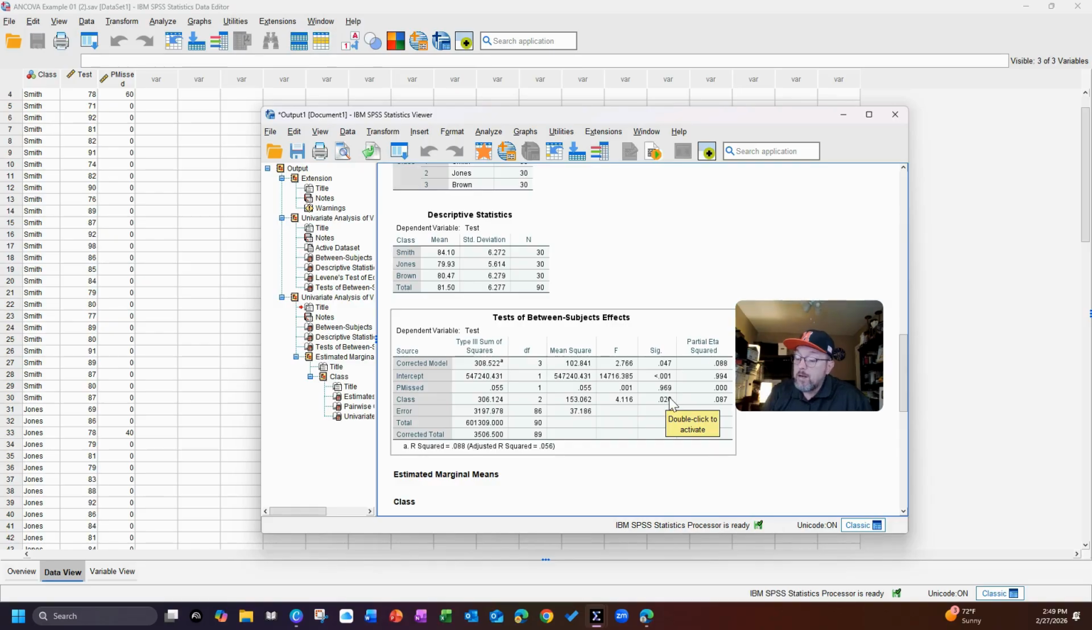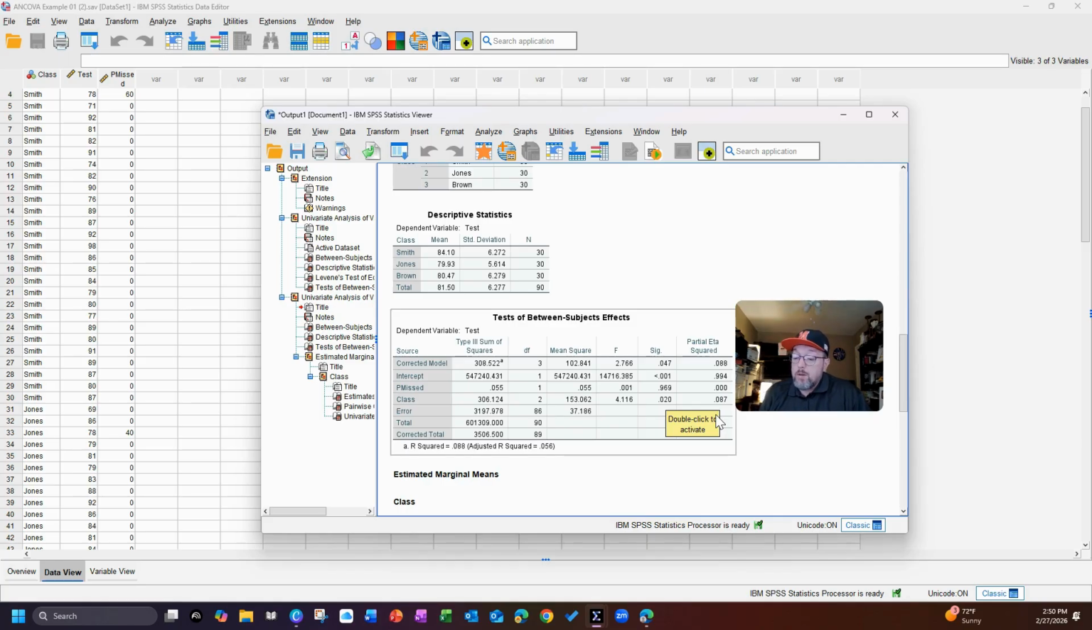Now, the partial eta squared value is 0.087, indicating a medium effect size. So class membership accounts for approximately 8.7% of the variance in the test scores after accounting for attendance. So the differences are not only statistically significant, they are practically meaningful.